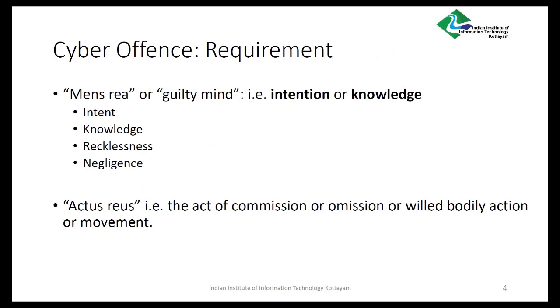Okay, there are two things. Generally, for a crime to be prosecuted, you need two things. One is mens rea, a Latin word meaning guilty mind, and the other is actus reus, meaning the act, or the act of committing a crime.